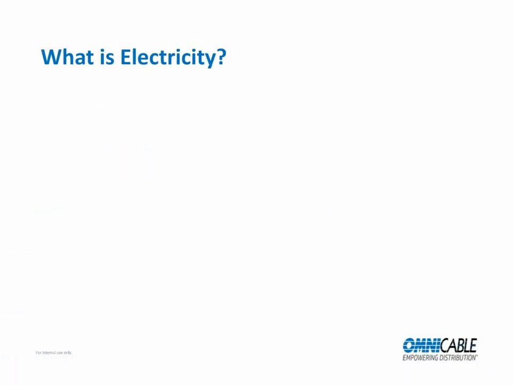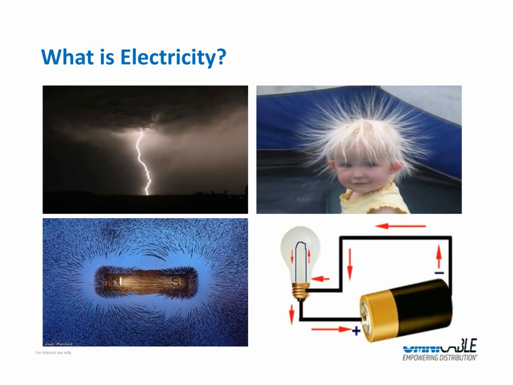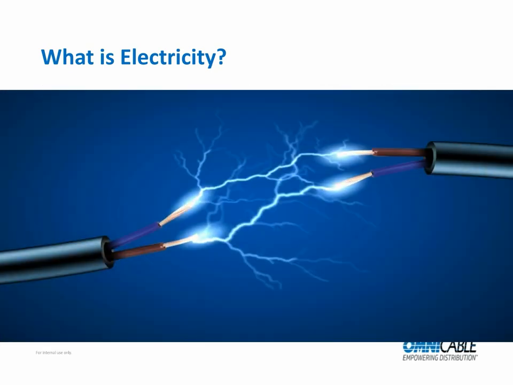What is electricity? Electricity is commonly defined as a set of physical phenomena associated by the presence and flow of electrical charge. We commonly see this phenomena as lightning, static electricity, electromagnetism, and current. In the context of wire and cable, electricity is the flow of this current along a conductor.